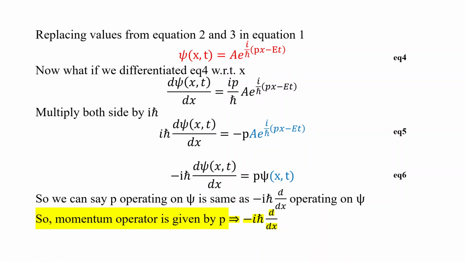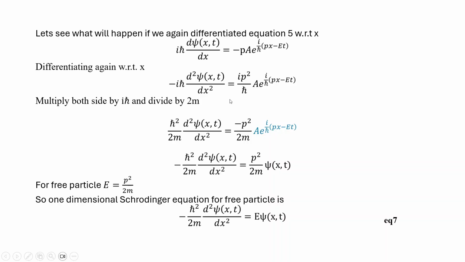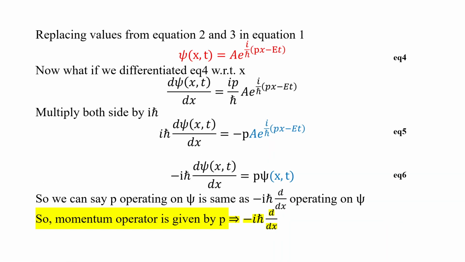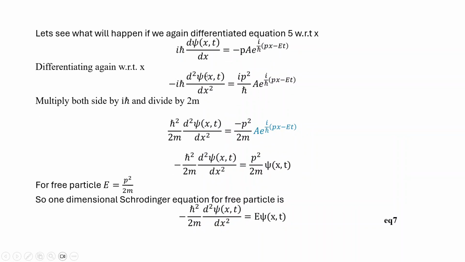Now let's say we again differentiate this term, equation 6. We will get i h cross d2 psi/dx square. Again this i h cross will come ahead, and p will become p square. Again, this A exp(i/h cross (px - Et)) is psi, so we replaced it here with psi.